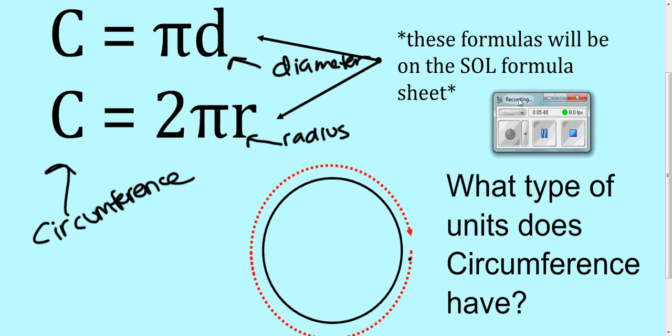All right, the question asks us, what type of units does circumference have? How do we measure it? Is it degrees? No. It's measured in things like feet, inch, meter, centimeter, okay? A yard, you get the point. It's not a degrees measurement. It's a distance measurement. Okay, on to the next page.